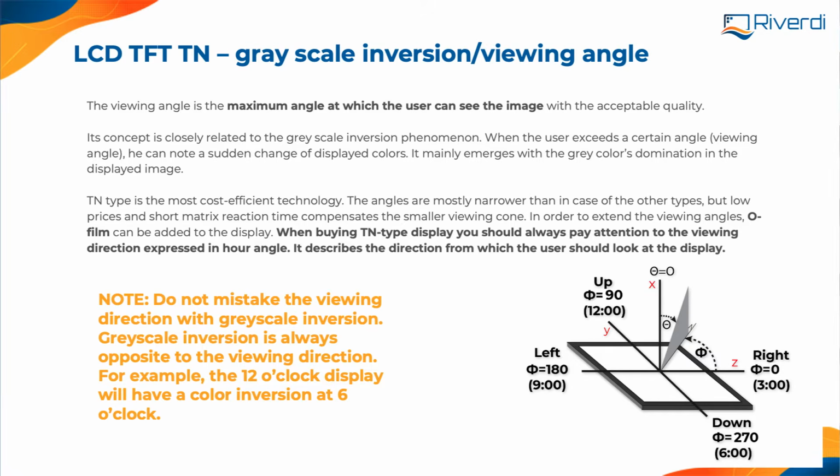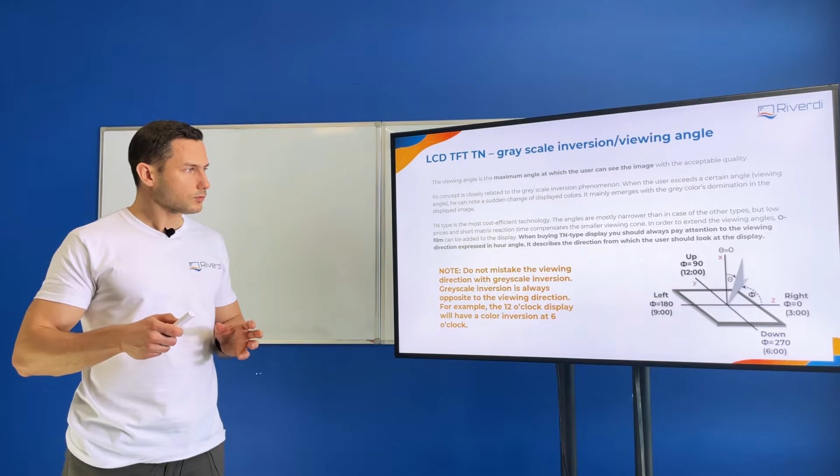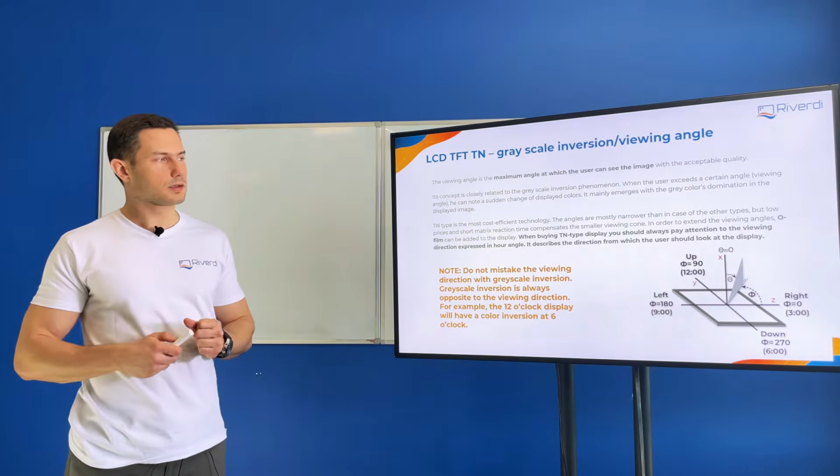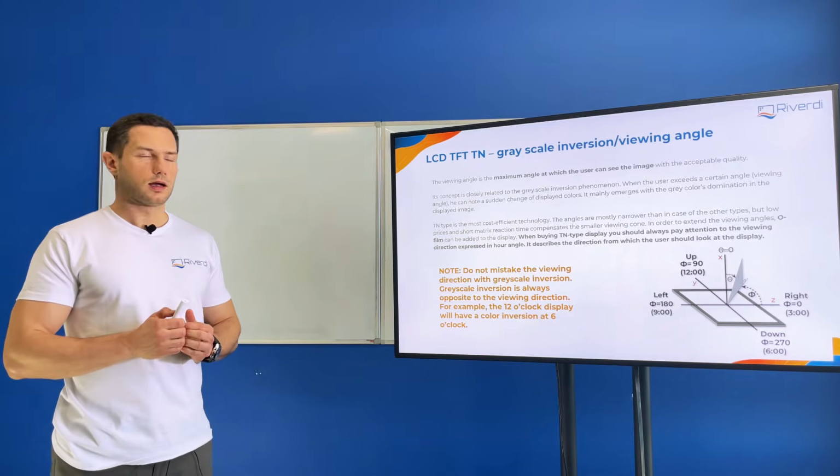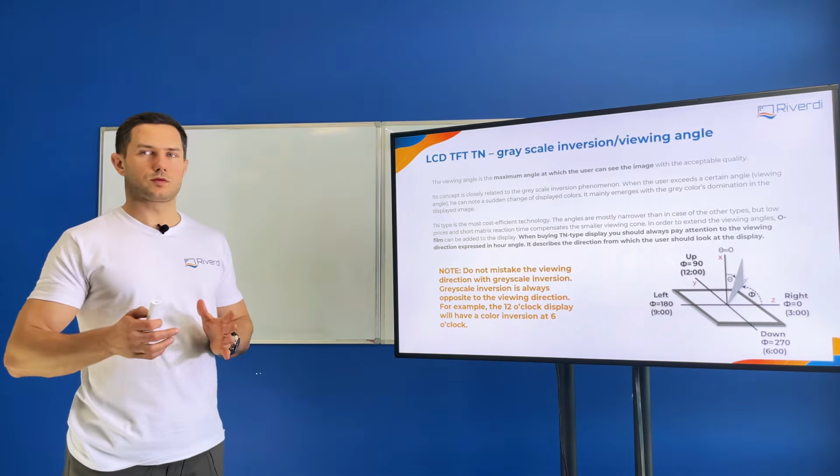Okay, so another very important feature, I would say, or the bug of TFT displays, especially TN LCD displays, is grayscale inversion. It's the phenomenon that changes the colors of the screen quite suddenly when we change the viewing angle, and it's only from one side.